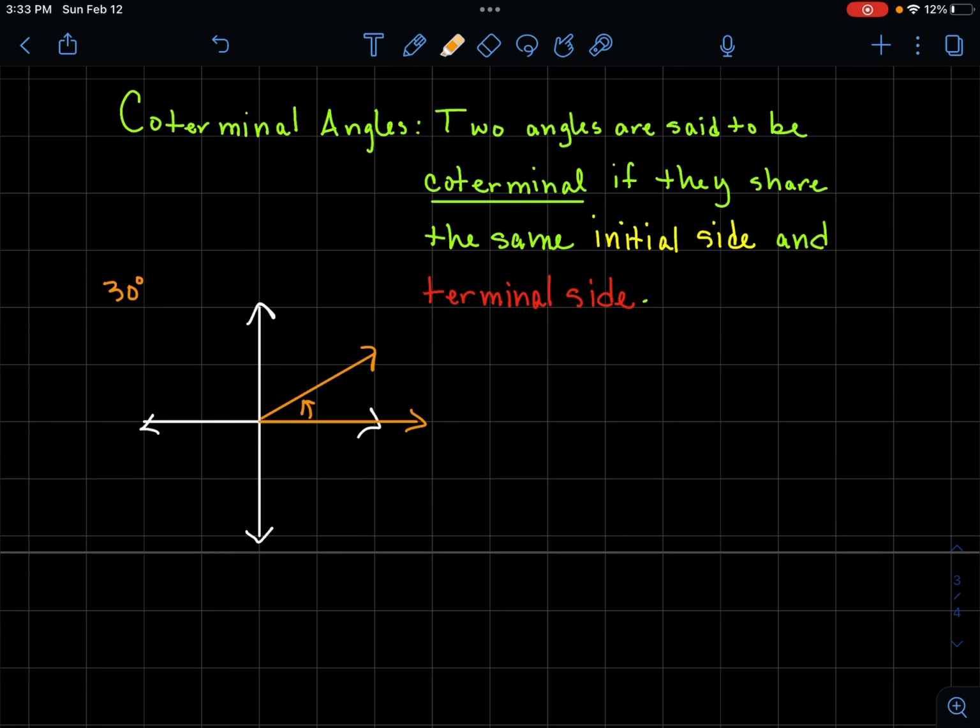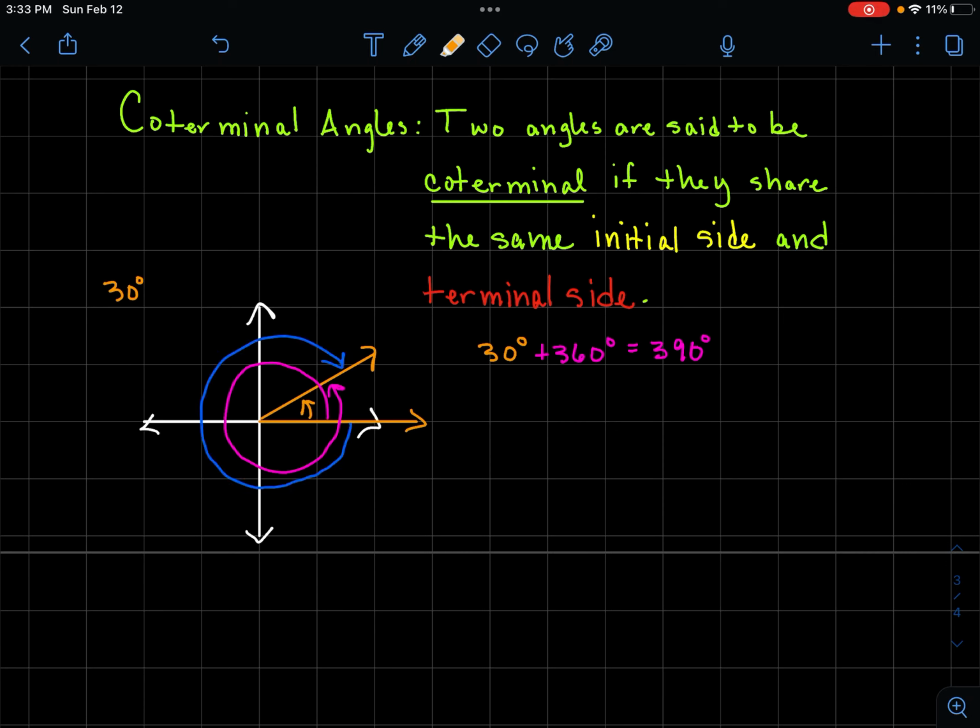So let's look at a visual example here. Say like 30 degrees. Here's where 30 degrees would be on a Cartesian plane. If I go one trip around the circle, notice that I started at the initial side of the x-axis, went completely back around and stopped at the terminal side. This would be a coterminal angle. So if we calculated it, we're adding 360 degrees because we took a full trip around the circle. That would be 390 degrees.